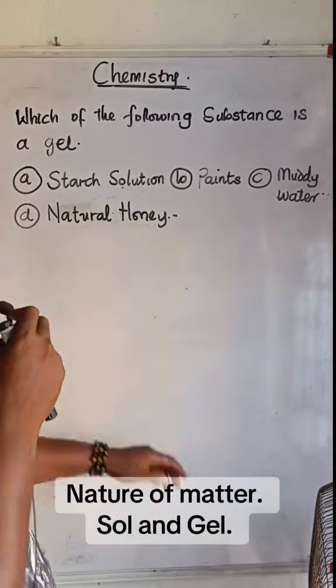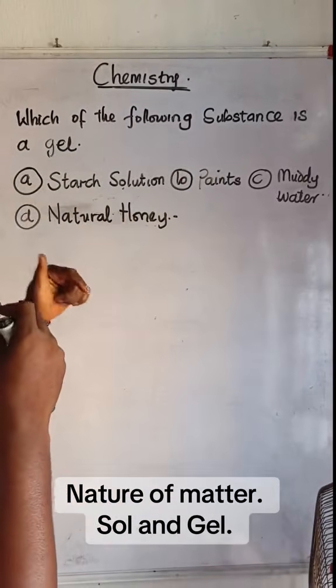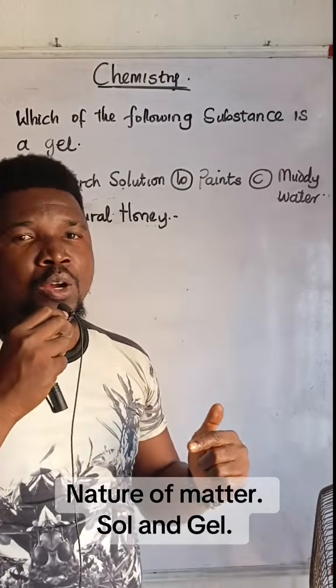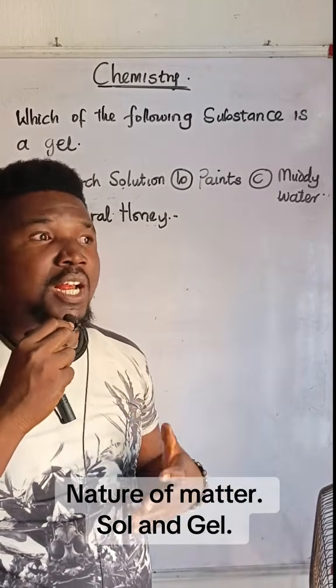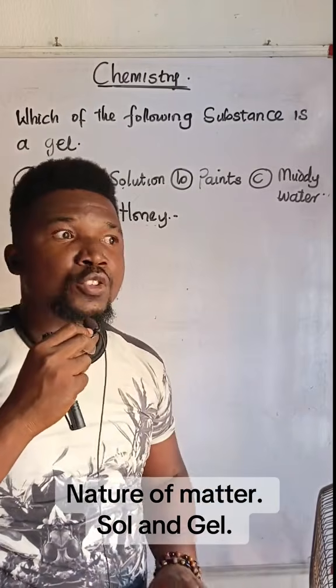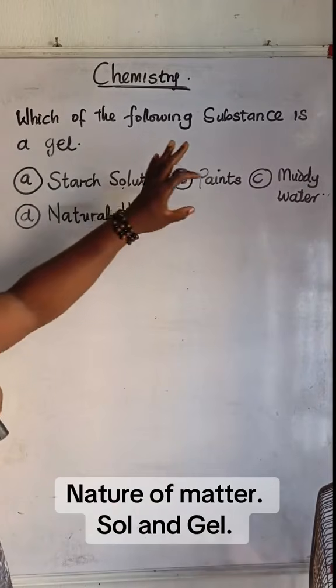Let's look at the chemistry question we have here. Which of the following substances is a gel? Now, we have to look at this critically before we answer something that is not correct. First, we have A as starch solution.